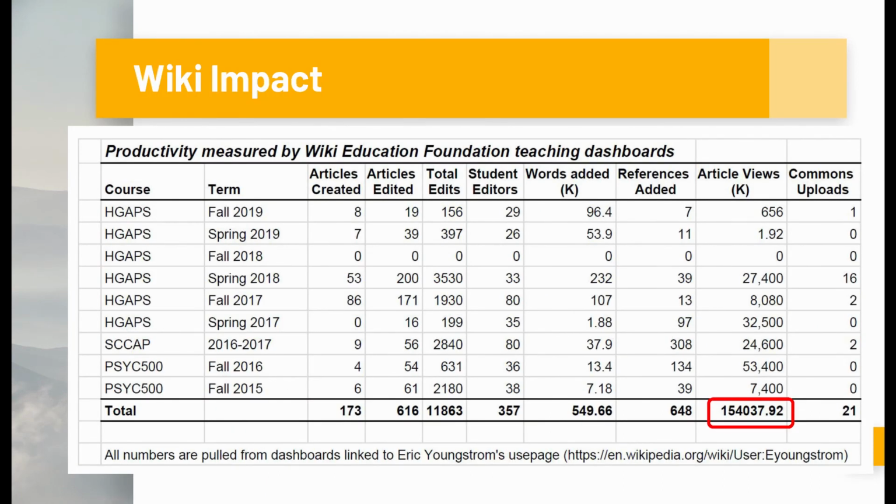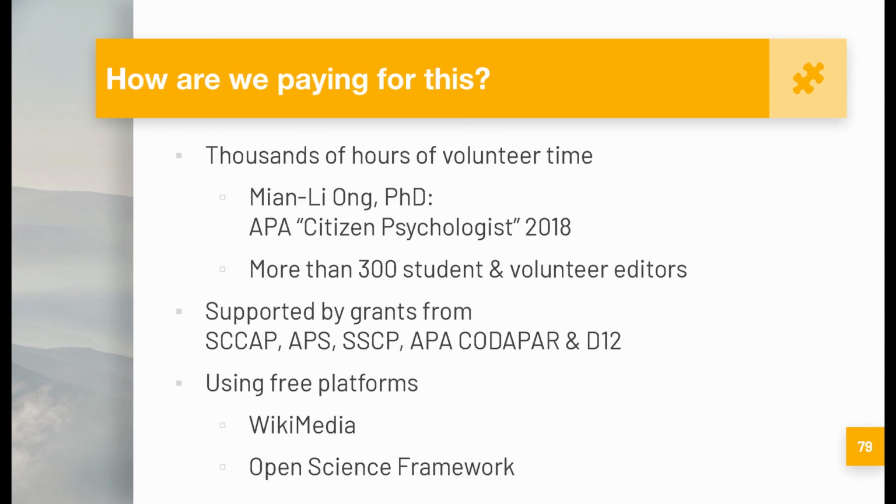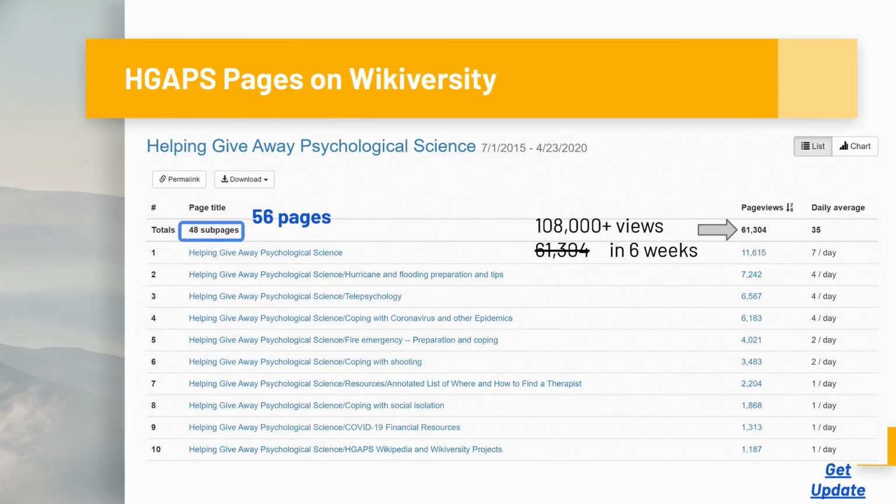And the pages that we've edited on Wikipedia have been viewed 150 million times so far. Because it is free, we have been able to do this without a lot of money. HGAPS has built 56 pages. So the first version of this slide was from end of April 20th. So we've made another 8 pages since April 20th of this year.